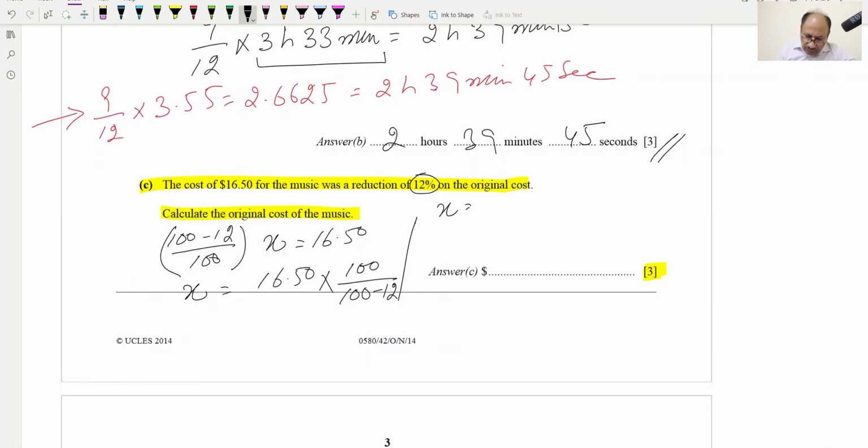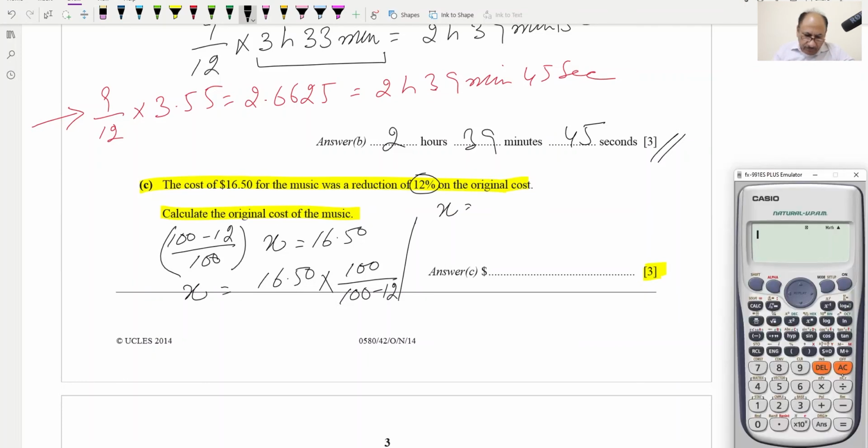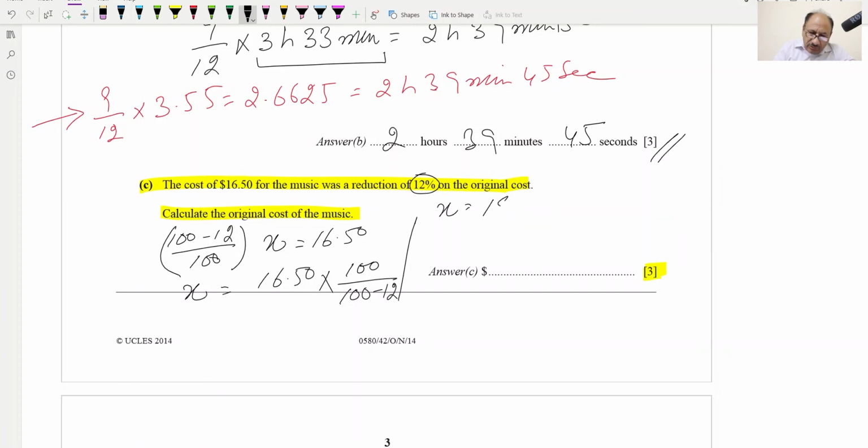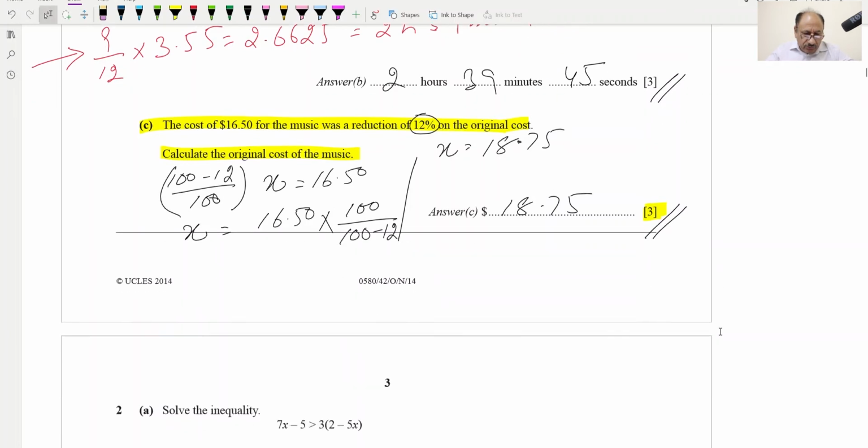So x will be equal to, we can calculate this, so it will be 16.50 multiplied by 100 and divided by 100 minus 12, and this will be equal to 18.75. So 18.75 was the original price, which is in dollars. So 18.75, 3 marks part, which we have done. Hopefully you understood each and everything.